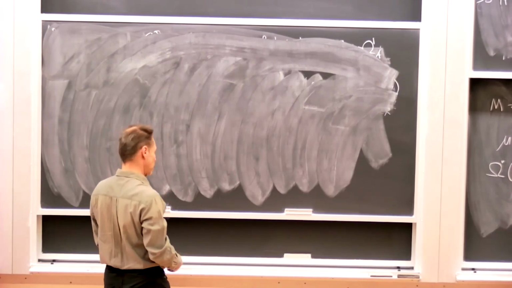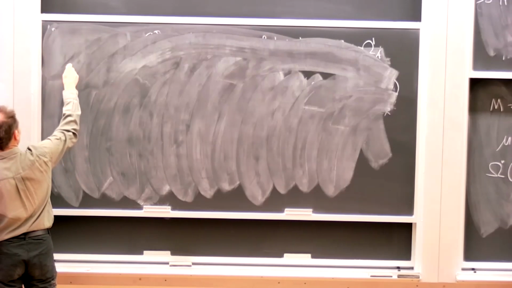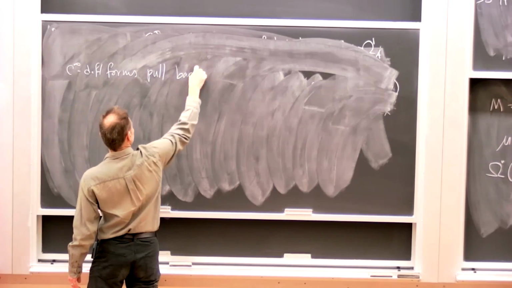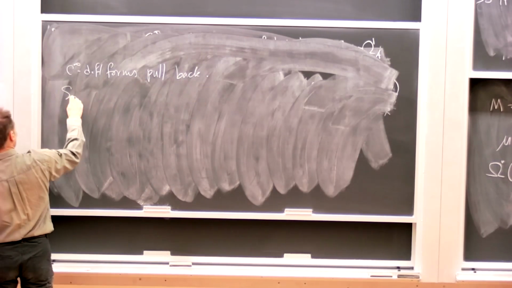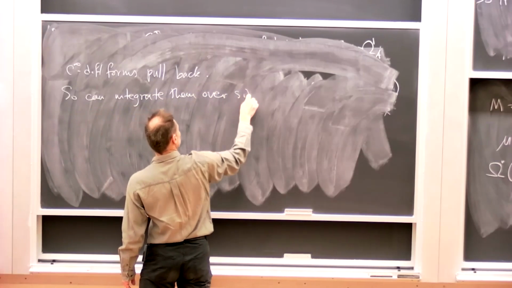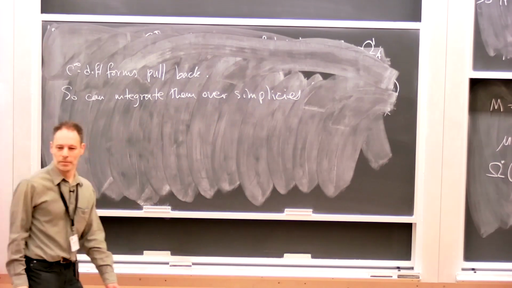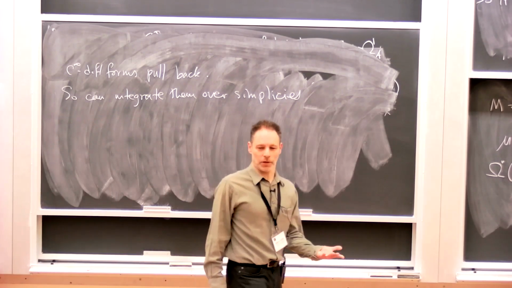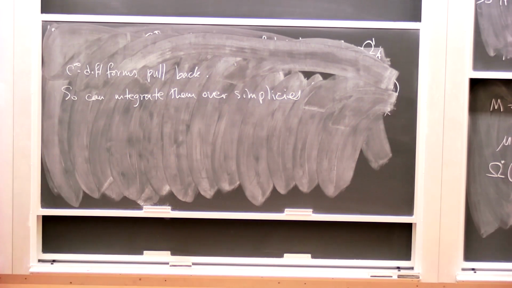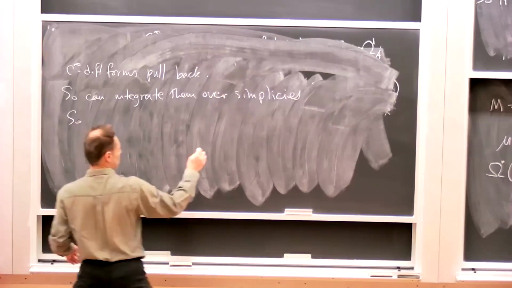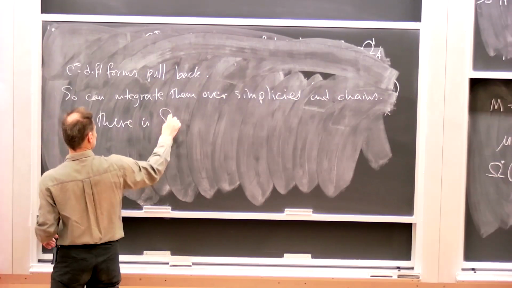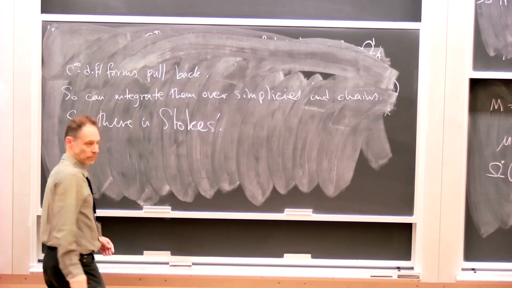And I guess the last thing in 15 seconds or less, C infinity differential forms pull back. So you can integrate them over simplices. In fact, the standard definition of differential forms in the simplex is one of these. It agrees. Not obvious, but it does. And chains. So there's those. And I'll finish here.